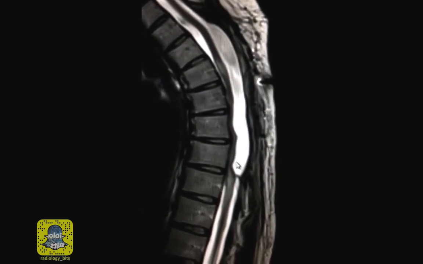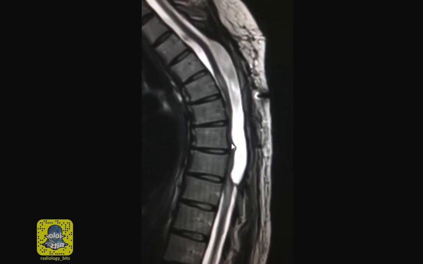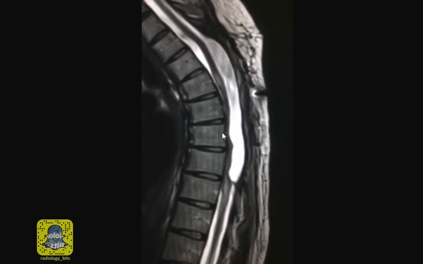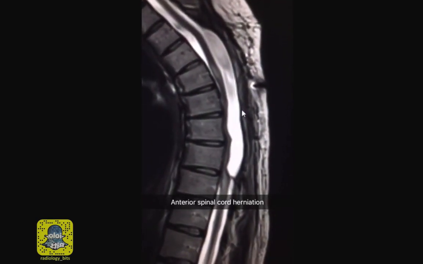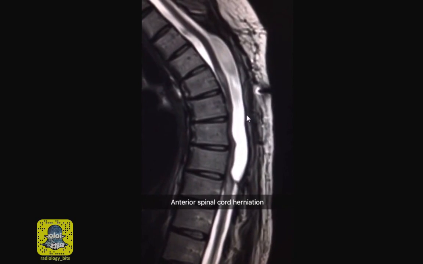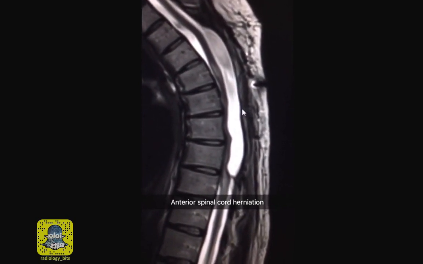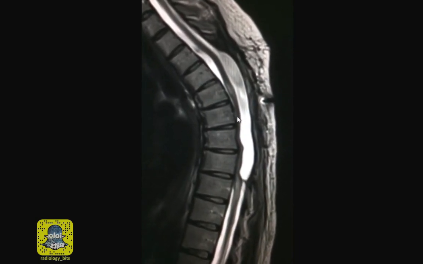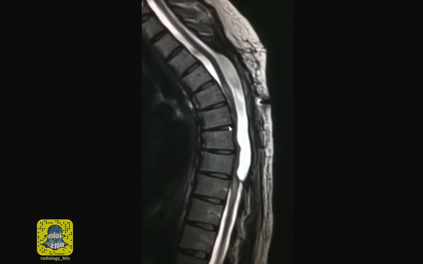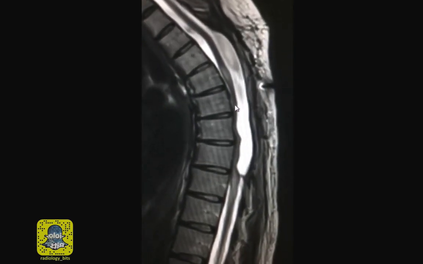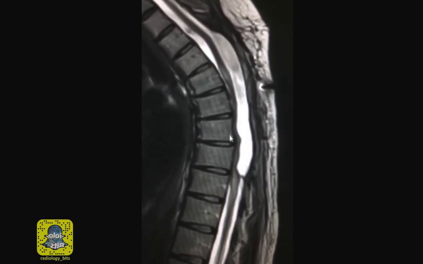Now, what are the possibilities here? The anterior displacement of the cord without CSF anteriorly, with expansion of the CSF posterior, is very classic. This is consistent with a rare condition that is known as ventral or anterior spinal cord herniation. The reason the spinal cord herniates anteriorly is because there is a defect in the dura. And the cord then herniates through this defect and is displaced forward.